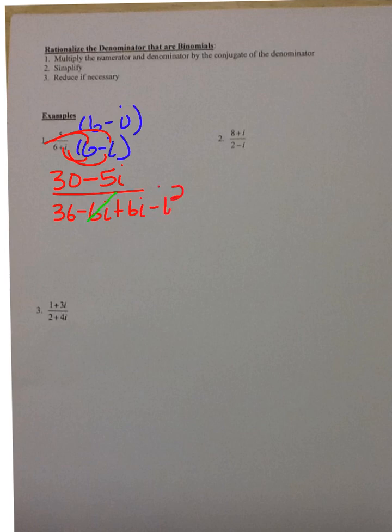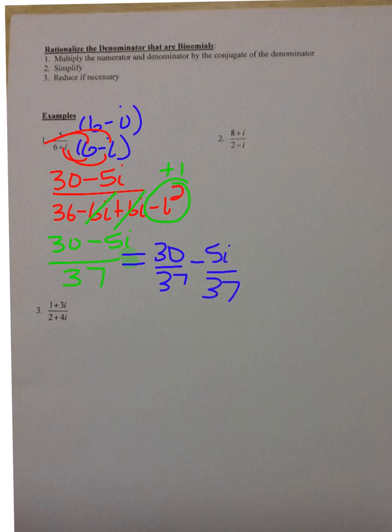So notice the middles cancel out. That should happen because they're conjugates. So then I have 30 minus 5i. Now remember, this minus i squared actually becomes plus 1. So that's over 37. And if it says a plus bi form, we should separate that to be 30 over 37 minus 5i over 37. All right, so let's take a look at 2.